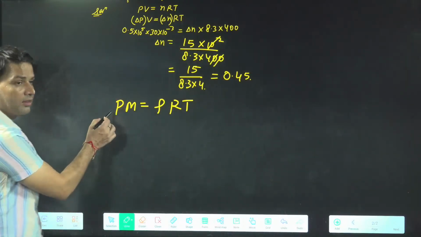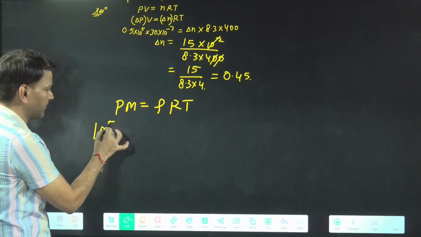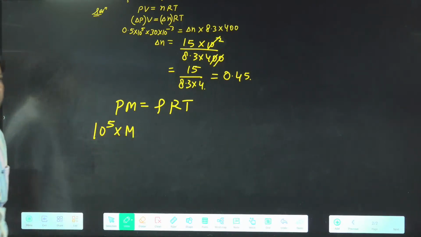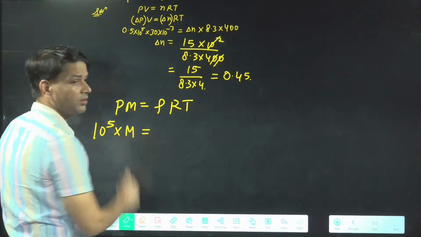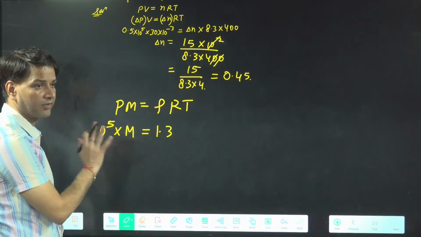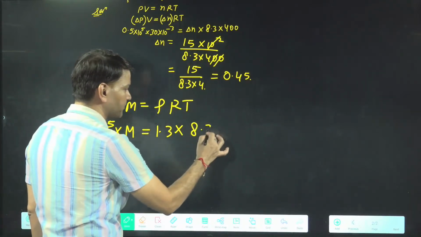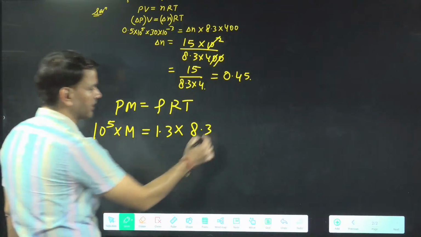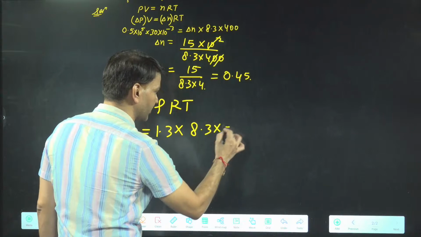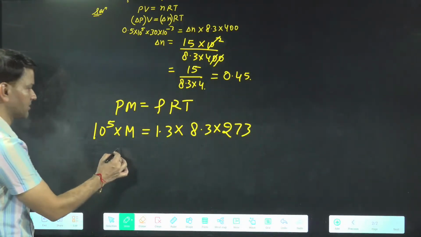STP means pressure is 1 atmosphere, approximately 10 to the power 5. This M I want to calculate. And rho, density they have given at STP, is 1.3. The R value I will take as 8.3. STP temperature means 0 degrees C, so you will take 273 Kelvin. Now from that we can calculate the molar mass.